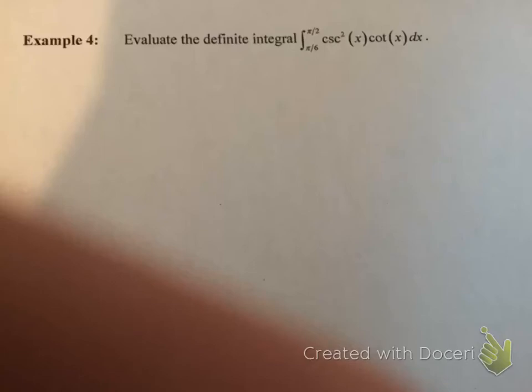All right, this is section 5.6, and this is part 2 of a 2-part video covering definite integrals using substitution. So if I look at this problem, example number 4, it says evaluate the definite integral from pi over 6 to pi over 2 of cosecant squared x cotangent x. So I'm going to use substitution because I do not have any rule that would take care of this product. I'm going to let u equal cotangent x, and dx would be my leftover, okay?